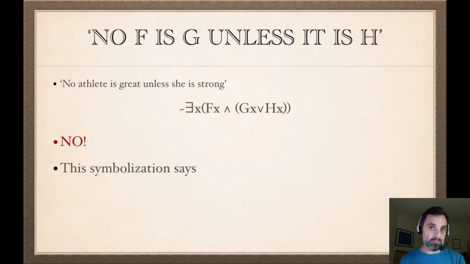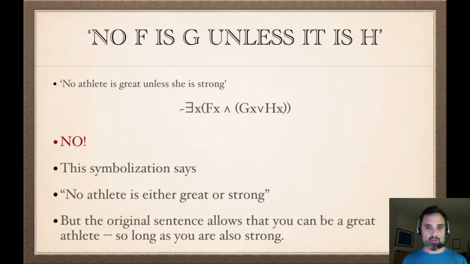And the same thing with greatness. If you're a great athlete, then you're great or strong, so you're both an athlete and great or strong, and the symbolization says no such thing. So the symbolization says, among other things, there are no great athletes. But does no athlete is great unless she is strong say that? Does it say there are no great athletes? It certainly does not say that. The original sentence says, yeah, no problem, there can be great athletes, they just got to be strong. So the symbolization says no athlete is either great or strong, and that rules out great athletes. But no athlete is great unless she is strong does not rule out great athletes. So in this case, the unless is not working as a normal or.